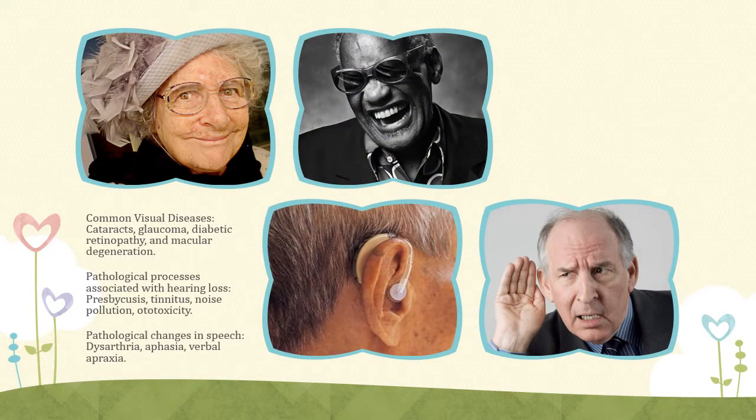Okay, so let's continue with some different types of systems that can cause common problems, and then some approaches. One common problem is visual diseases such as cataracts, glaucoma, diabetic retinopathy, and macular degeneration. And then there are some pathological processes that are associated with hearing loss such as presbycusis, tinnitus, noise pollution, and ototoxicity. And then there could be some pathological changes in speech that could include dysarthria, aphasia, or verbal apraxia.